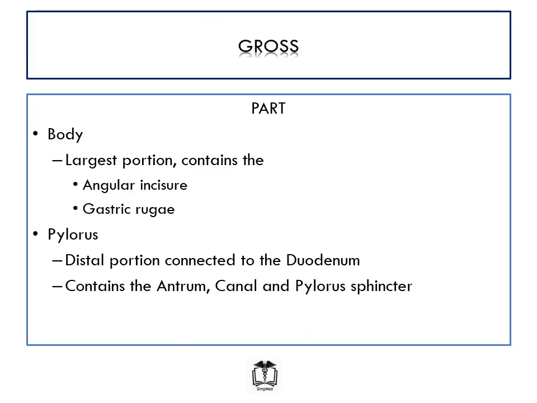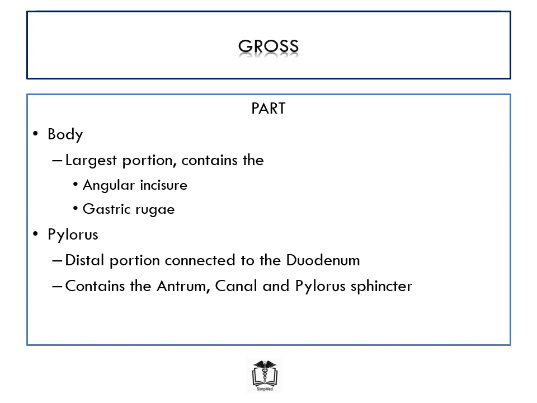The body of the stomach is the largest part of the stomach as shown in the image previously. It contains two major outlines. It contains the angulus insura and it contains what we call gastric rugae. The gastric rugae are seen whenever we cut the stomach in half and look at the innermost aspect of the stomach. When we talk about histology, I'll show you pictures of how the gastric rugae look.